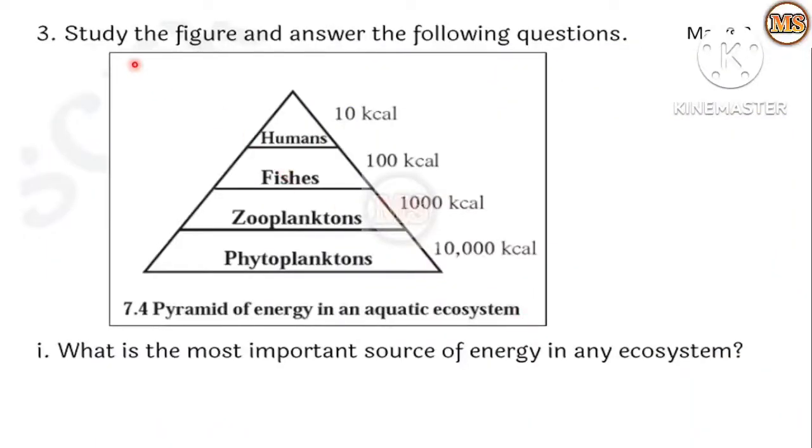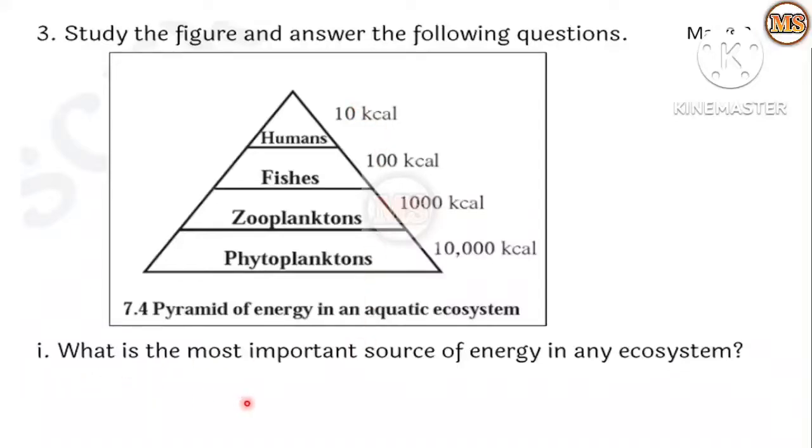Then question 3, study the figure and answer the following questions. So this question is for 3 marks. Here the energy pyramid diagram is given. We see here different trophic levels, that is phytoplankton, zooplankton, fishes and the humans, and the energy level goes on decreasing in a vertical direction. We see the questions one by one.